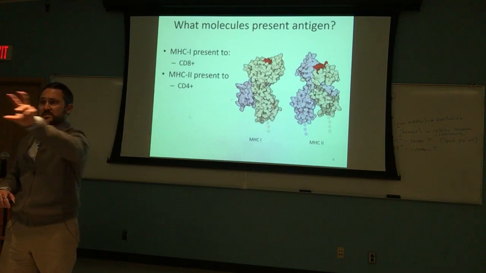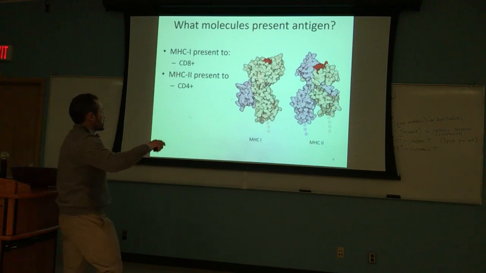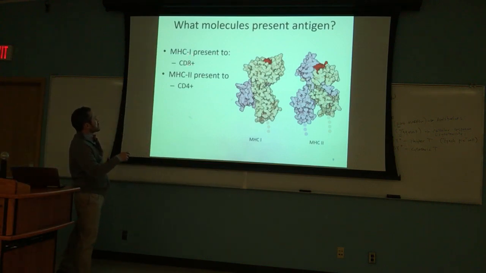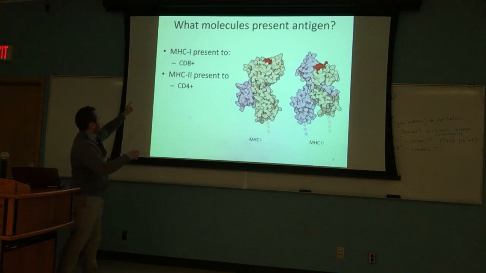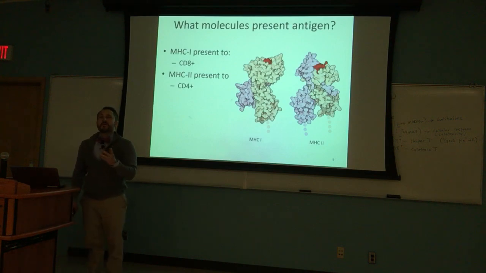But we use these to display antigens, okay? And I just wanted you to see the architecture. The MHC1 presents to CD8 positive. And what are CD8 positive cells? Cytotoxic T cells. The MHC2 presents to CD4. And CD4 positive cells are what? Helper T cells. There's no great way to remember this.